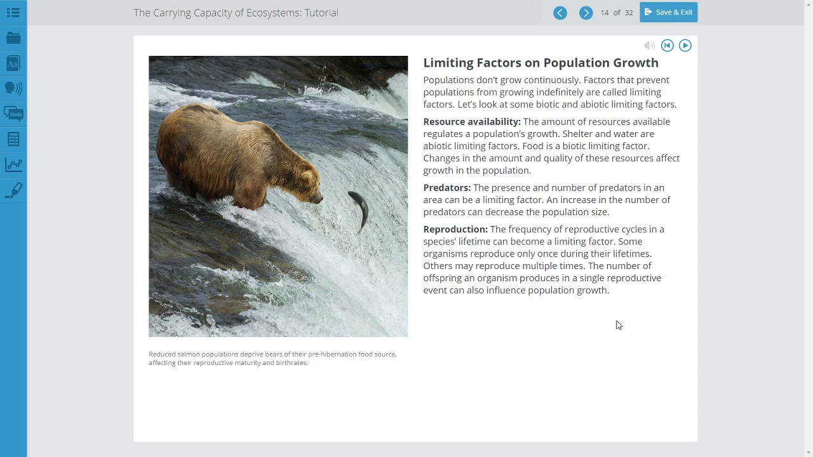So here are some limiting factors, some basic ones. The first one is resource availability. It's almost always universal. Practically everything in nature is barely hanging on. How much food they can have, and their population tends to hit right up there.